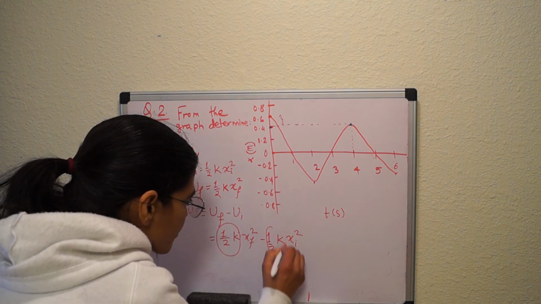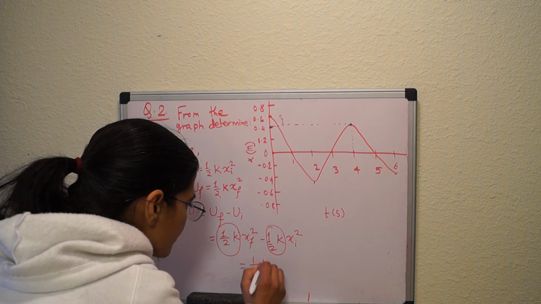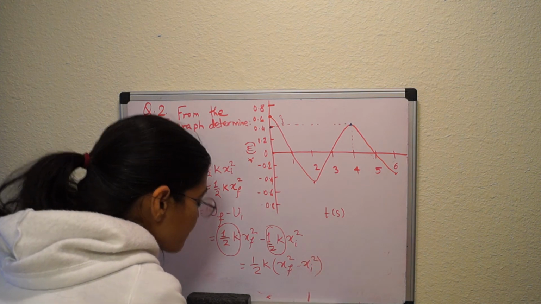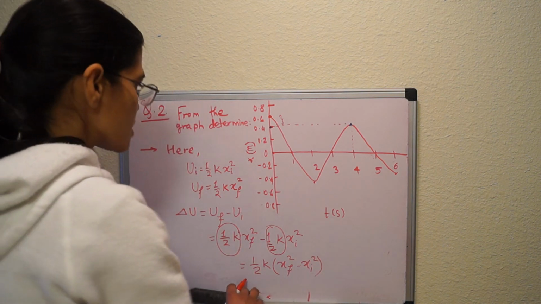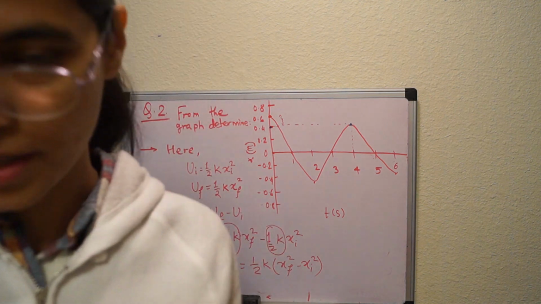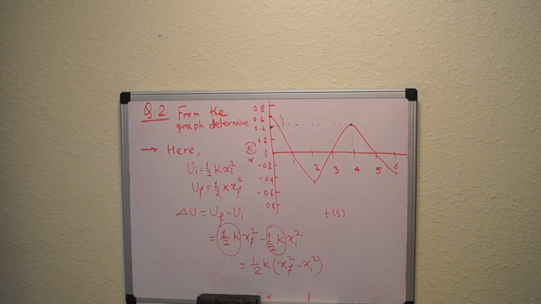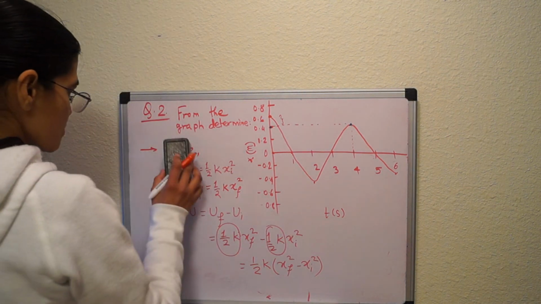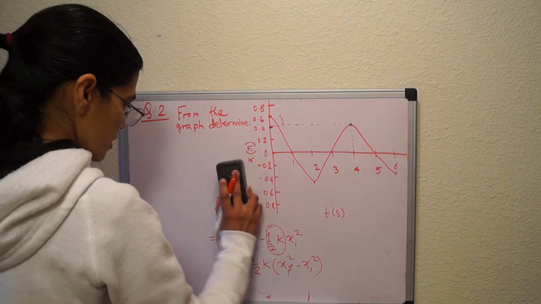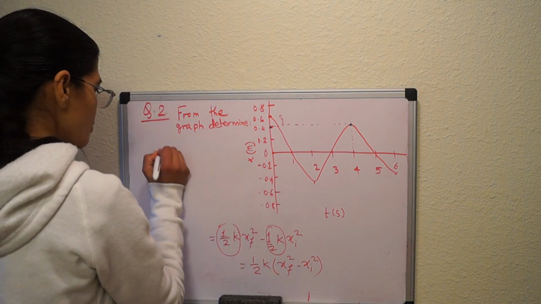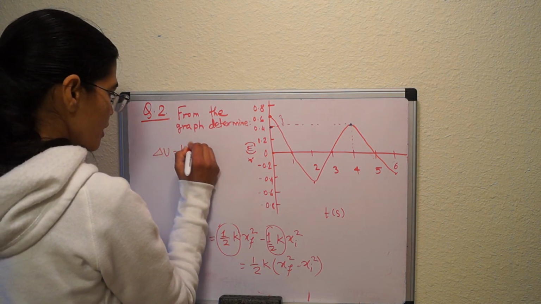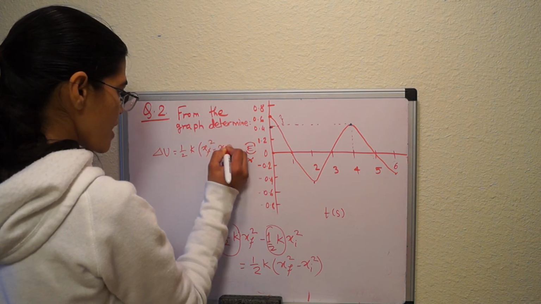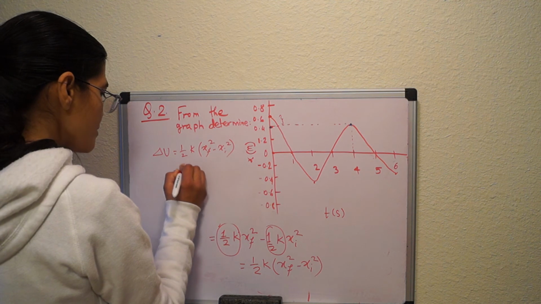So next is just algebra. This thing and this thing have a common factor, so we just take that out: half k times xf squared minus xi squared. Okay? So now this is a nice equation we have here. Let me see if you can see this part in the video or not. Okay, you guys can see it. So I'm going to erase this part and then write it up here. So our delta U is equal to half k times xf squared minus xi squared.